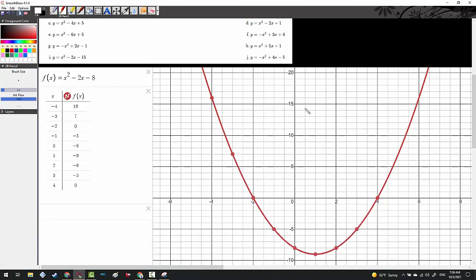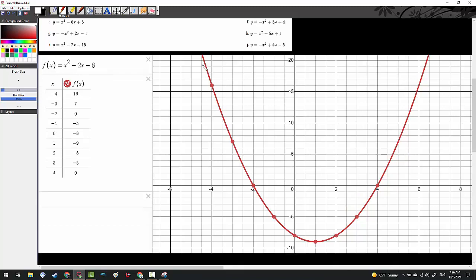So here are the attributes of this graph. A couple of things to take note of. One, it is U-shaped. The other one is that it is symmetrical. If we drew a line that could cut this thing in half, that line happens right here, down the middle. Let me go ahead and draw it real quick. If you can see that purple line right there.